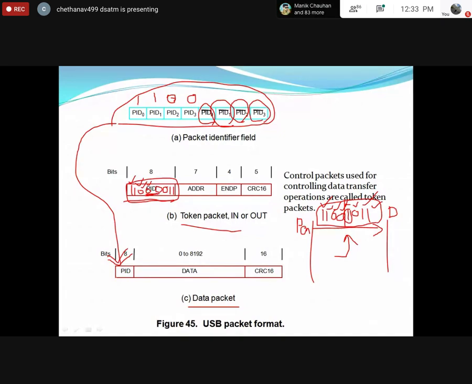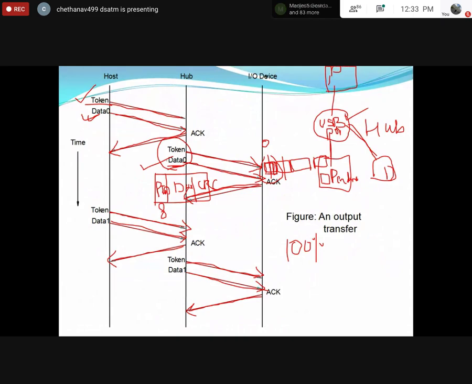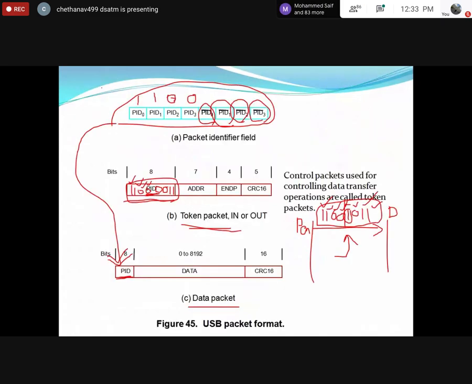See, even my token packet is also having PID. Here PID, here also we have PID. Now the data packet I've completed. So just see what my token packet is. See, this is the token packet, right? Your token packet looks like this. What does it look like? Just see this.